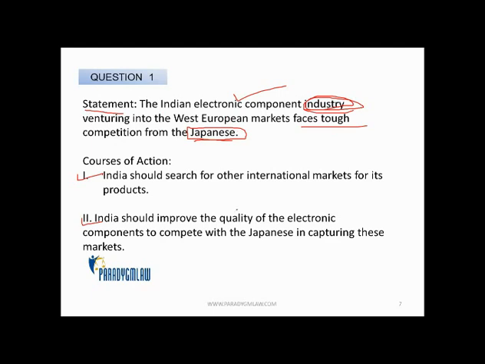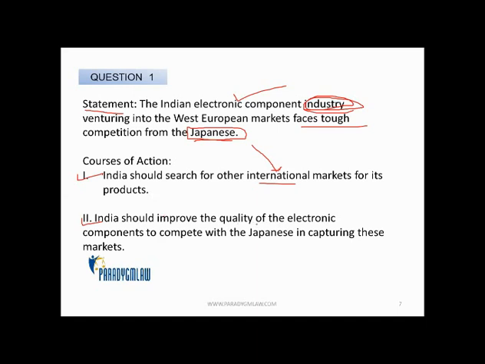India should search for other international markets for its products, right? Now, if we were to consider this course of action, then is it not possible that in other international markets, the Japanese have already established? Maybe they already have a supply chain in place. Maybe they are already part of that market, right? So does it solve your problem? No. Look at the second course of action.